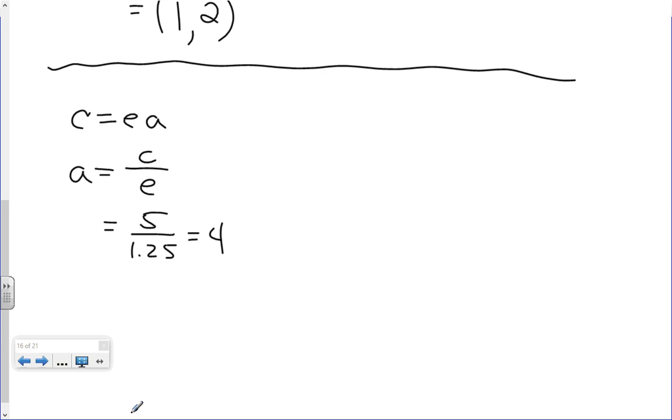And now I have A and C, and when I have A and C, the Pythagorean property turns out to be pretty nice. Tell me, find out what B is equal to. I know that C squared is equal to A squared plus B squared. Remember, that's the Pythagorean property for the hyperbola. The one for the ellipse is slightly different. I can solve this for B. B is equal to the square root of C squared minus A squared.